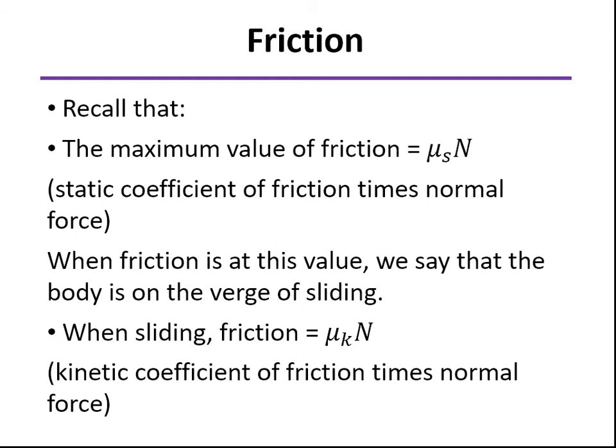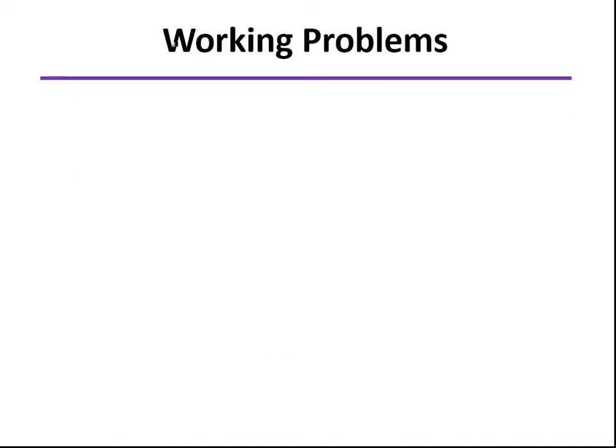Once it begins to slide, the friction force drops a little bit. The kinetic coefficient of friction is slightly less than the static coefficient of friction for almost all materials. And so now if it's sliding, you know what the friction value is. It's kinetic coefficient of friction times the normal force.